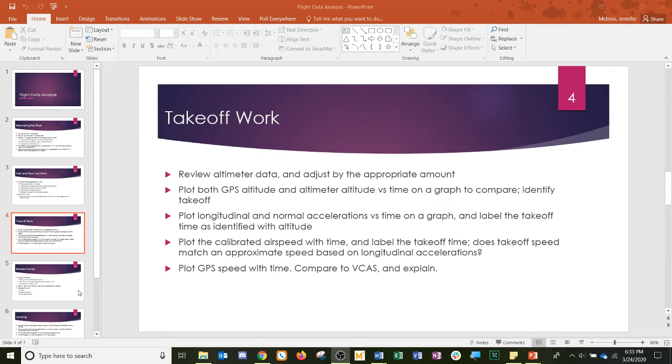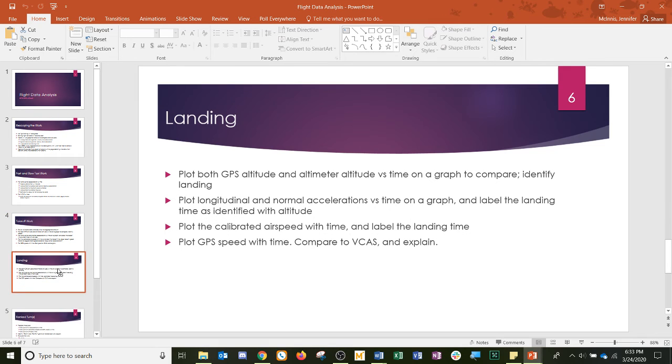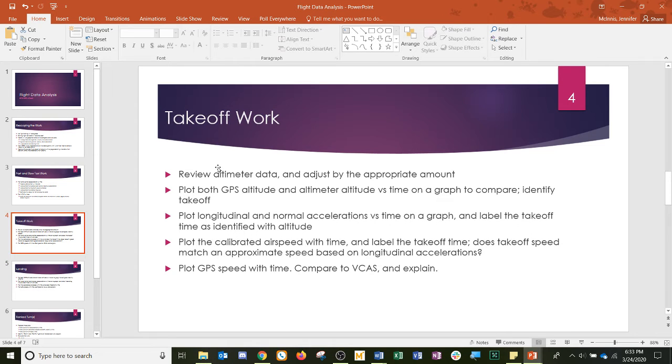Takeoff goes a lot with landing, and I'm actually going to reorder these slides just so they're together. So the takeoff work, we want to review the altimeter data and make sure that it's appropriate. I think the Nashua Airport sits at 212 feet above sea level. On a high pressure day, that's not what the altimeter reads. Consider the GPS altitude and the altimeter and see how they compare and identify takeoff. That would be an interesting plot to show.